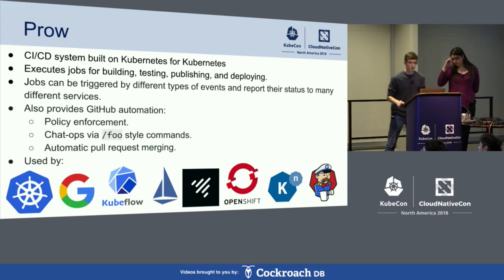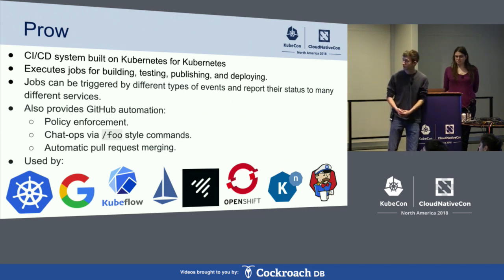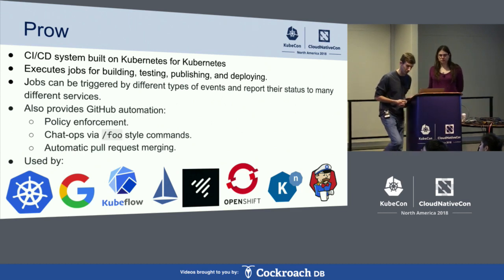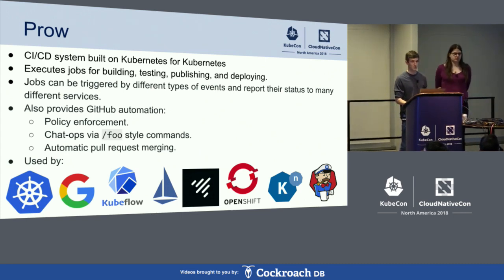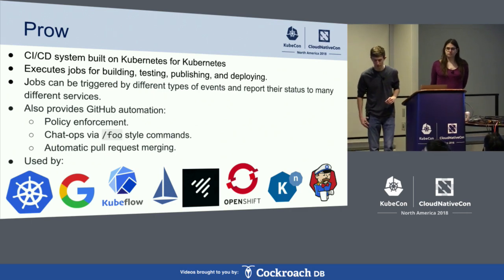So Prow is a Kubernetes CI/CD system. It's pretty modular in the sense that we can trigger jobs of different types and for different purposes. So we can trigger jobs for testing, publishing, building, and we can trigger them in different ways, have them run on different platforms, and report to different sources. So it's very, very flexible for running jobs.